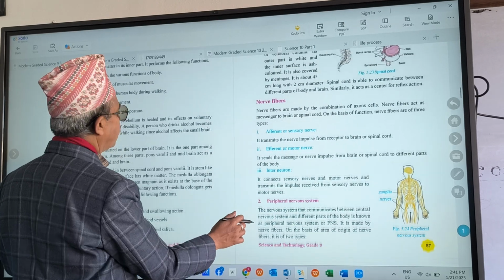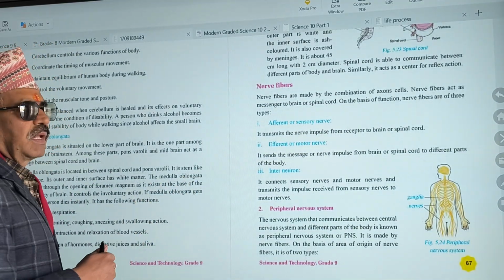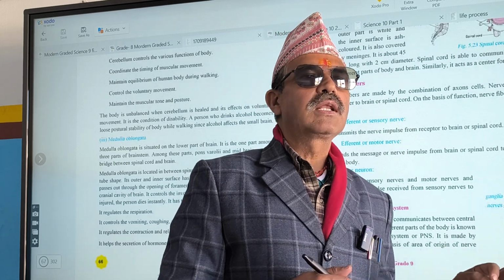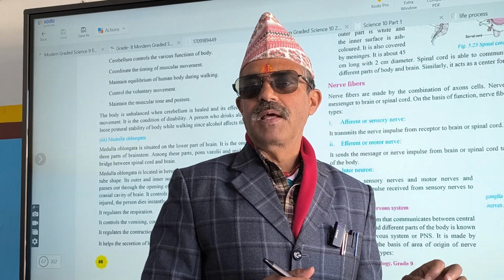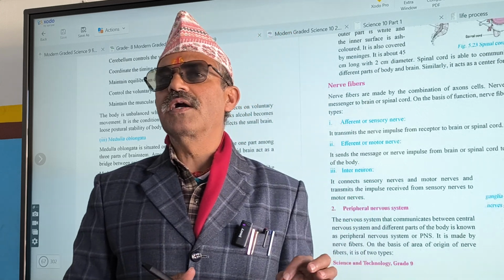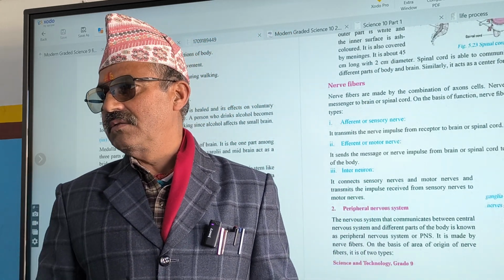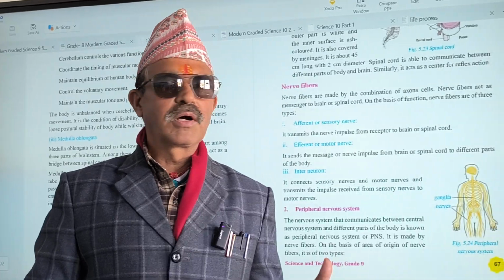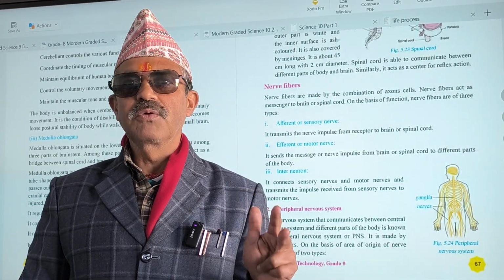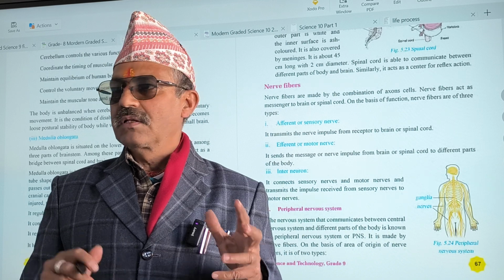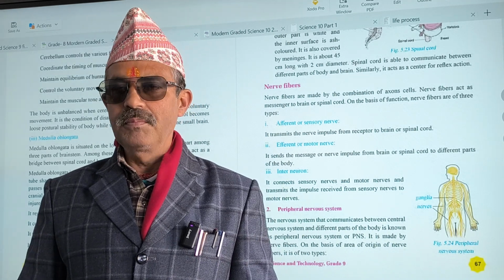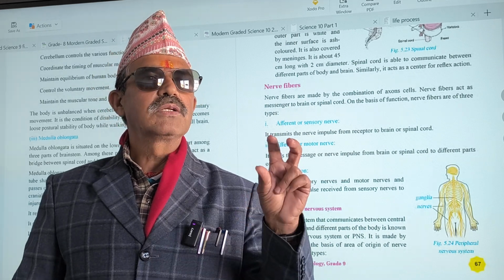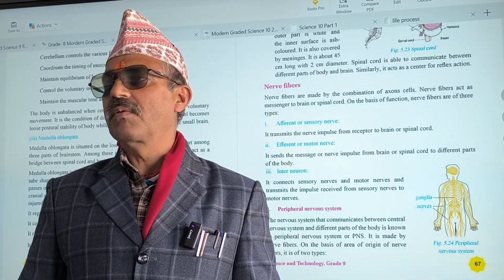And next we discuss the three main parts of brain. What are the three main parts of brain? Cerebrum, cerebellum, medulla oblongata. Remember? What are three parts? Cerebrum, cerebellum, medulla oblongata. The largest part is cerebrum, a very small part is cerebellum, and smallest part is medulla oblongata.